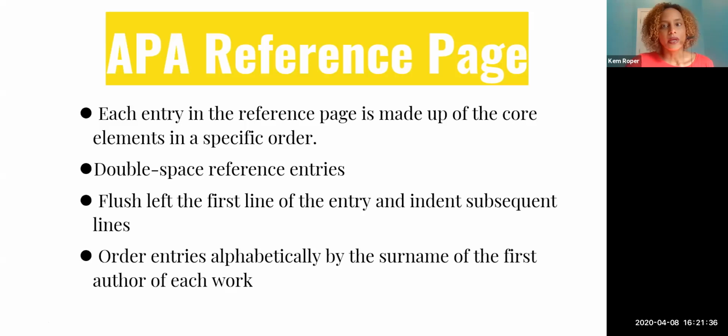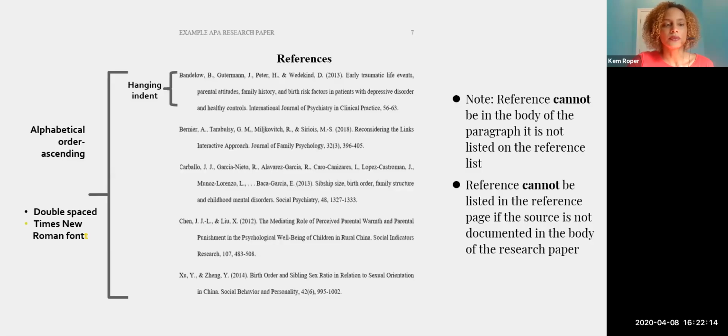Each entry in the reference page is made up of the core elements in a specific order. Again, you want to double space everything, flush left the first line of the entry, and indent subsequent lines. So that's only if each entry carries over beyond the first line would you need to indent. If you have a short citation, it only takes up one line, then there is no need to force the hanging indent. It will just be on one line. And then, of course, all entries are alphabetically ordered by the surname of the first author of each work. And here's an example.